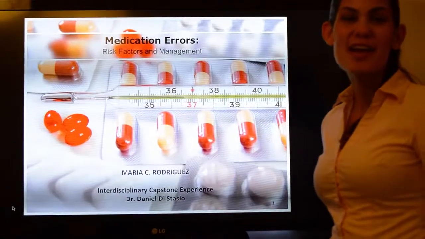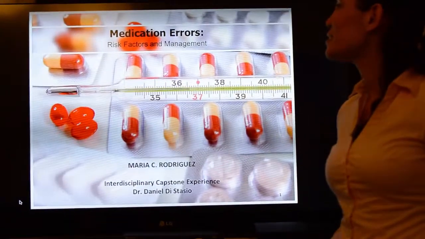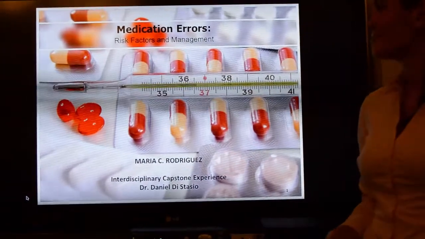Hello, my name is Maria, and for my capstone project, I chose medication errors. Today we will be discussing risk factors and management.